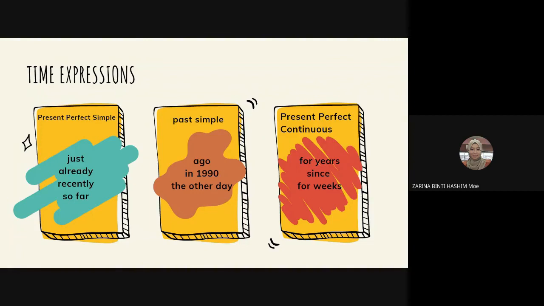Okay, that has happened. Because before is not specific, that's why we have to use present perfect here. Has happened. Okay. Now you all are getting tired already, yeah.